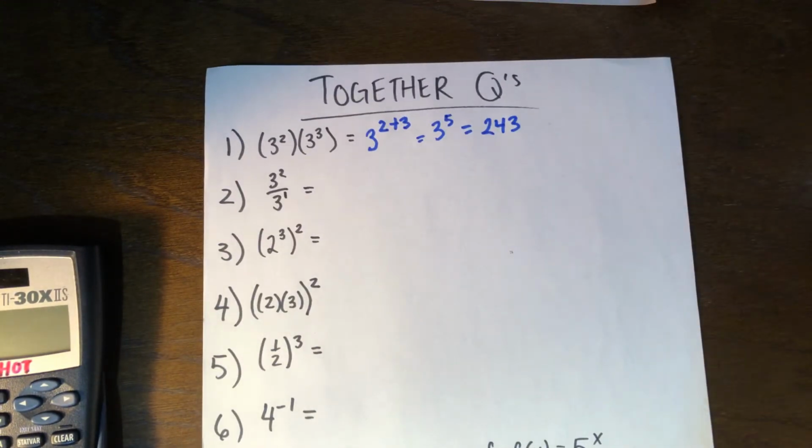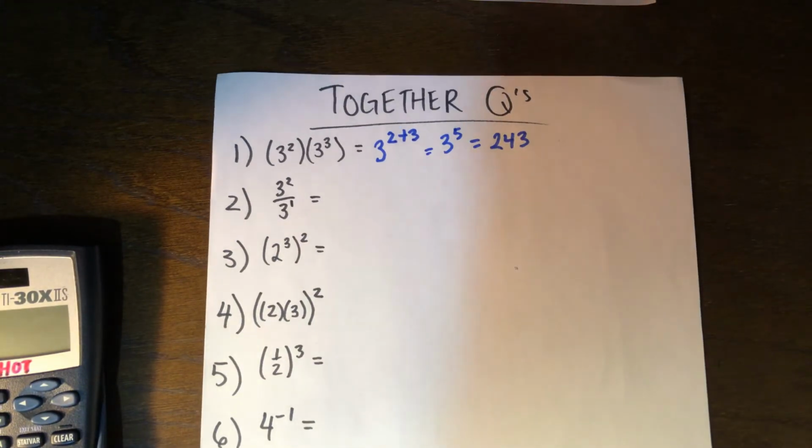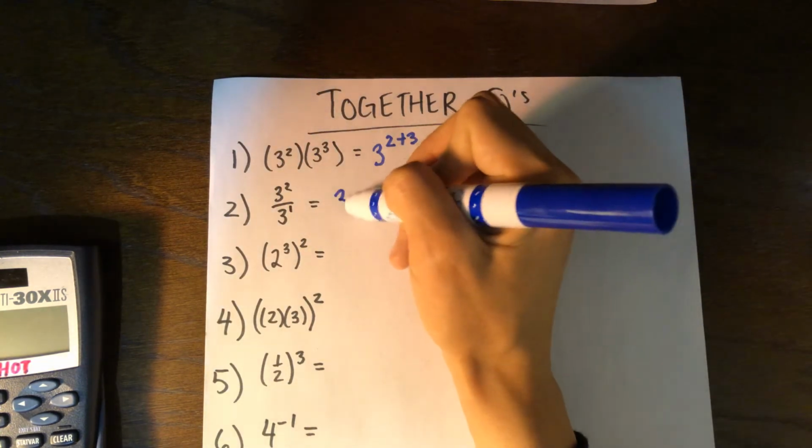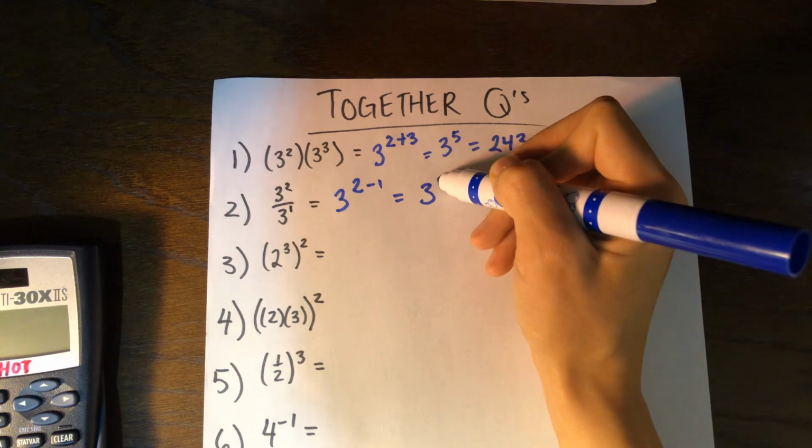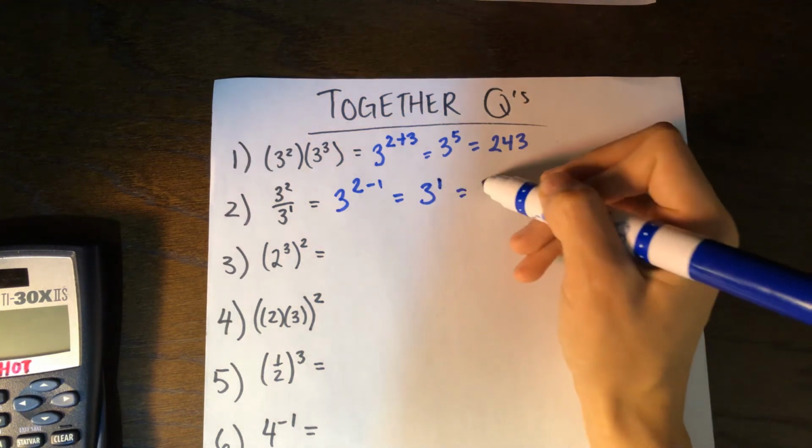Okay, then we have 3 squared divided by 3 to the 1st power. With these, I'm going to keep my base, then I'm going to subtract. So it's 3 to the 1st power, which would just be 3.